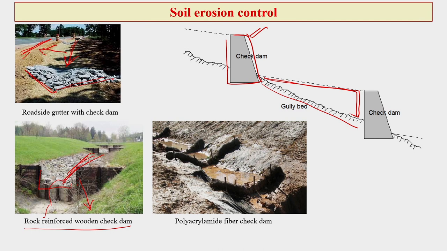recharge the groundwater. Next comes polyacrylamide fiber check dam. This is again a little advanced and largely visible in developed countries. So polyacrylamide fiber check dam is used again along the slope, but the principle is the same: to reduce the flow or velocity of water, allow the water to get stored, thus allow infiltration, which will result in groundwater recharge. The principle is the same, but the way you actually do it, different techniques are there. It depends on the availability of resources and manpower, and primarily is also decided by the volume of water that comes in a particular area or system.